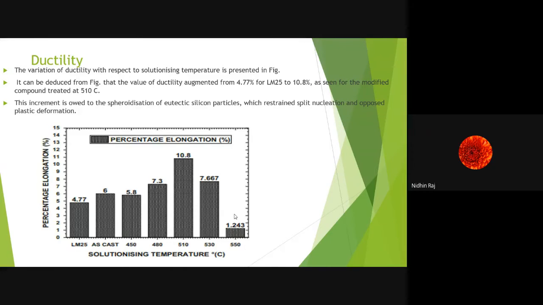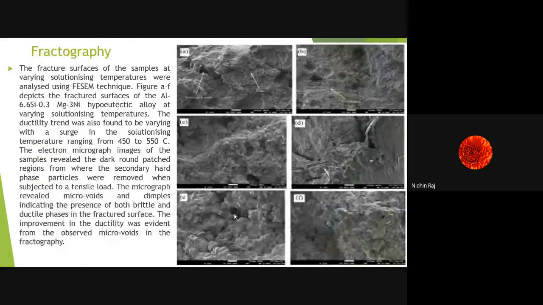Now moving on, we have also carried out the fractography study. The figure shows the fractured surfaces of the aluminum, 6.6 silicon, 0.3 Mg, 3 nickel hypoeutectic alloy, exactly speaking, at varying solutionizing temperatures. This fractography was carried out using the FESEM technique.